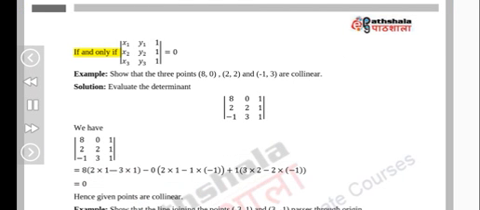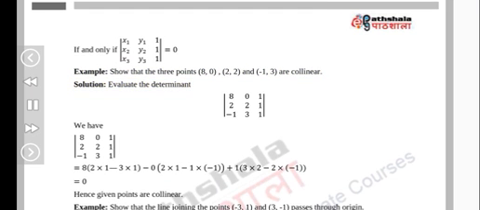Three points are collinear if and only if the determinant with rows x1 y1 1, x2 y2 1, x3 y3 1 equals 0. Example: show that the 3 points (8, 0), (2, 2) and (-1, 3) are collinear. Solution: evaluate the determinant.